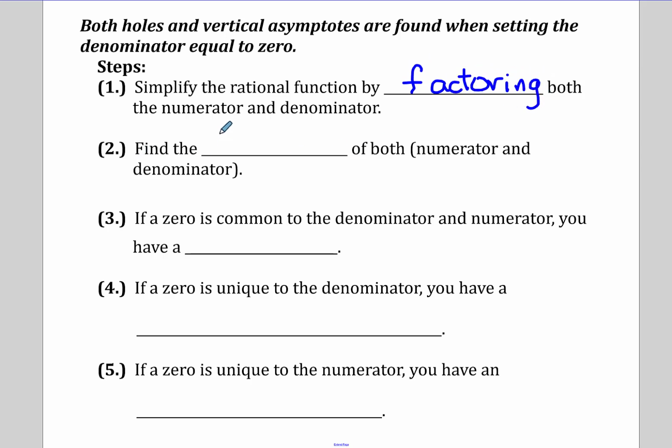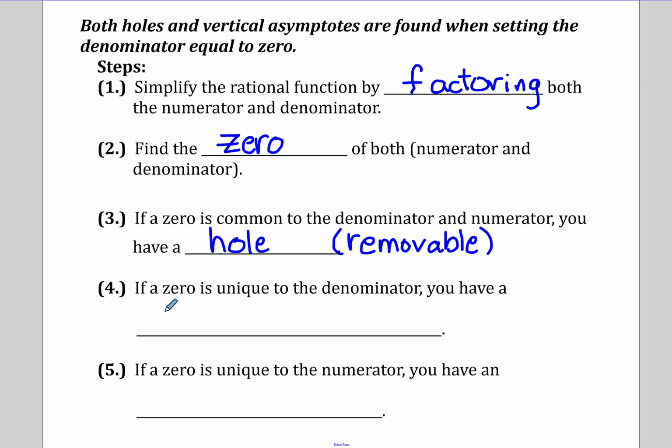And then you want to find the zeros. What makes the numerator 0? What makes the denominator 0? If a 0 is common to the denominator and the numerator, we're going to have a removable discontinuity, and that's going to create a hole in the graph. This is removable, because if it's common, you can remove common factors. That's a removable discontinuity.